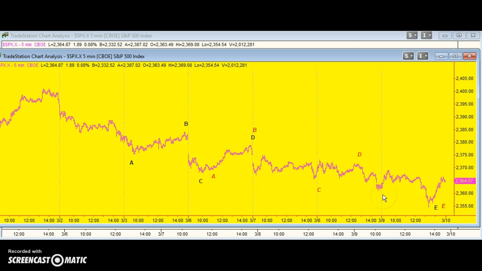Well, I had these points here for a leading diagonal triangle. I guess if that's A and that's B and that's C, it doesn't really change anything to have it here, and that also predicts a rally on Friday, assuming the count's right. Of course, this count could be completely wrong too.